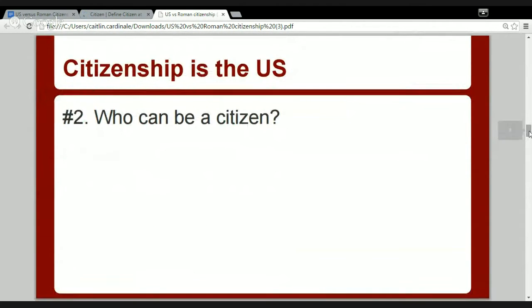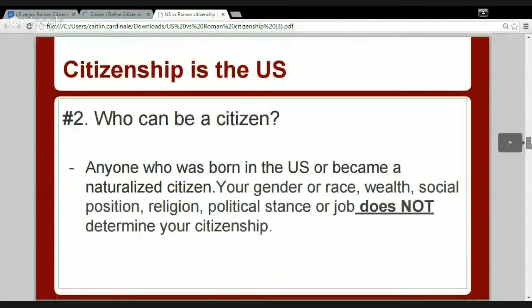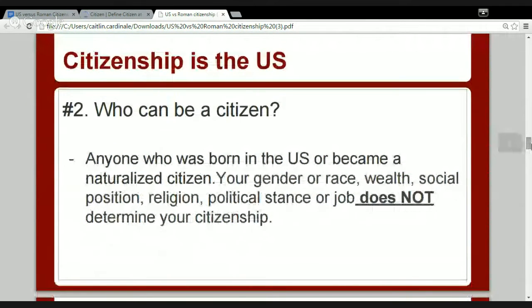Now that we know what a citizen is, we can start to look at roles and responsibilities of citizens. And we're going to start out with U.S. citizens. So in the United States, any ideas who can be a citizen? You might be surprised by the answer. And that answer really is anyone.